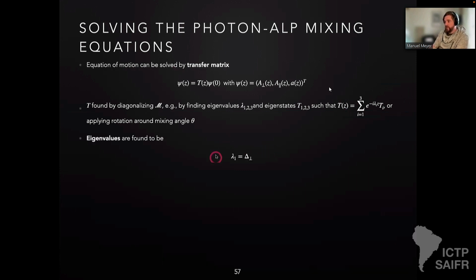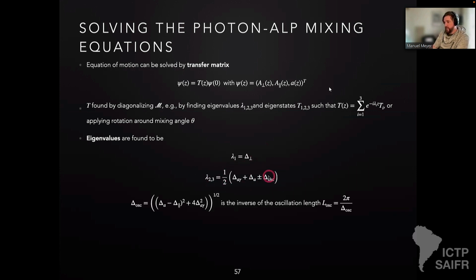The eigenvalues are: the first one is just the decoupled one, and the second one is given by this combination here. This term is important. This is the oscillation term, which is again a combination of these delta terms that we had before. It's essentially the inverse of the oscillation length. Then you also have a mixing angle between the photon and the axion state, and this is given by this term here.